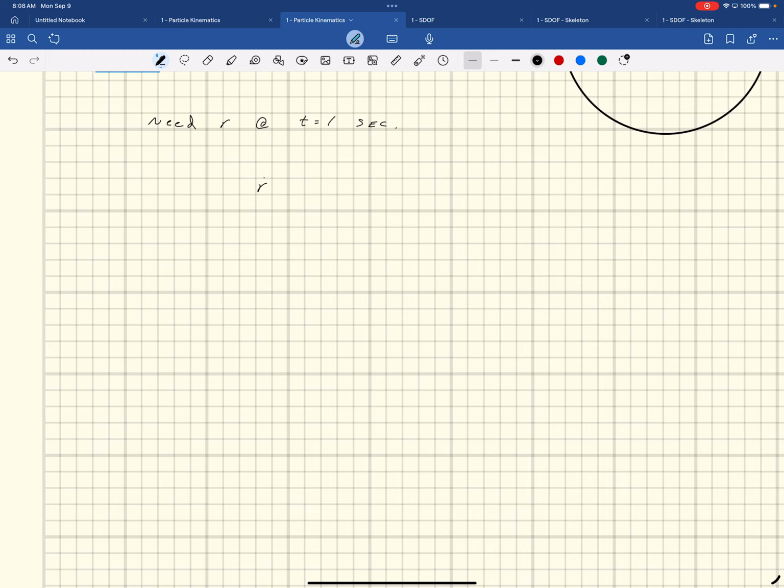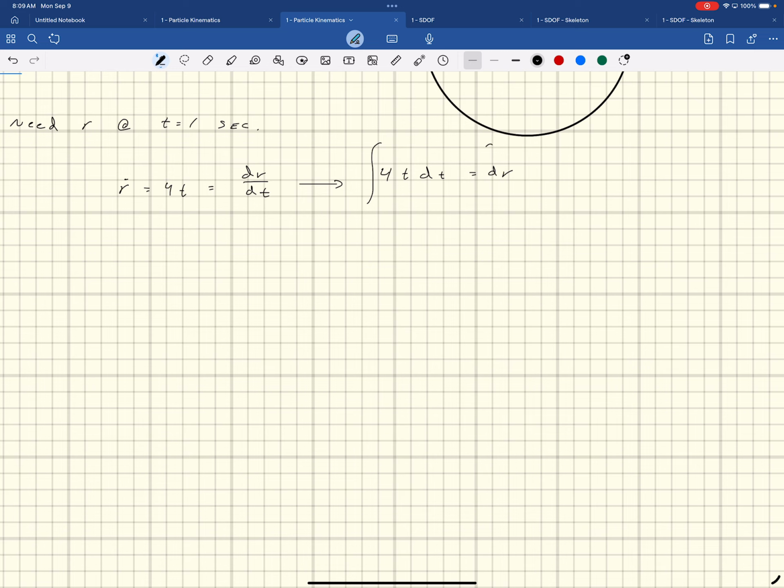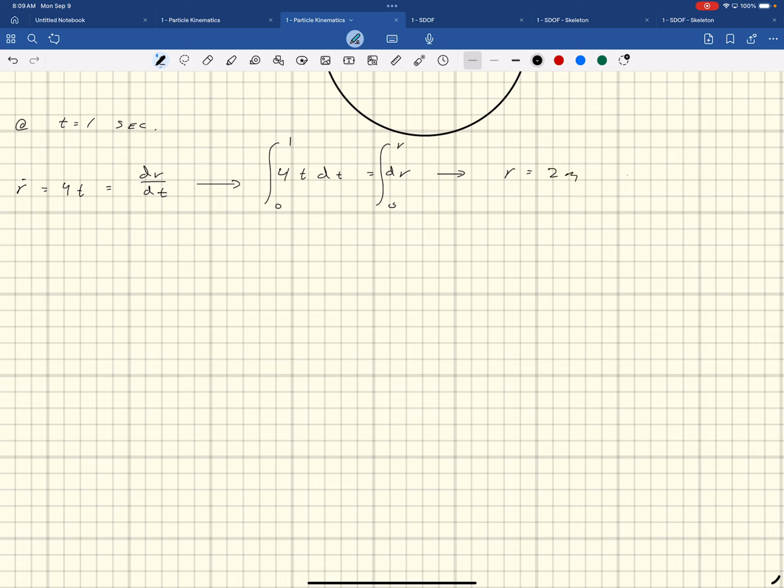So we need R at t equals 1 second. What we know is that R dot is equal to 4t, which is equal to dr dt. And then we put all the t's together. 4t dt is equal to dr. I'm going to integrate this. I'm going from 0 to 1 second, and this going from 0 to r. And if we carry out that integral, we get r is equal to 2 meters at t equals 1 second.